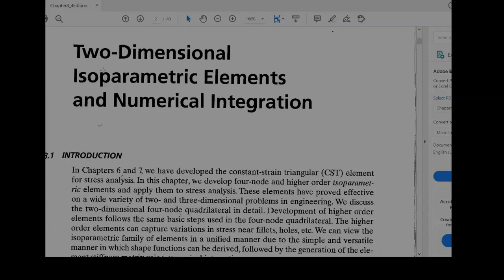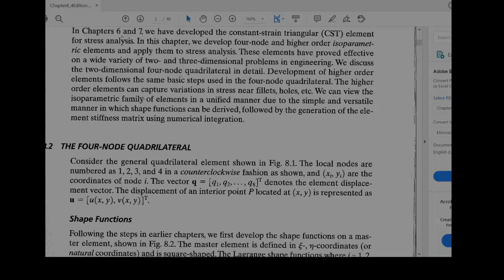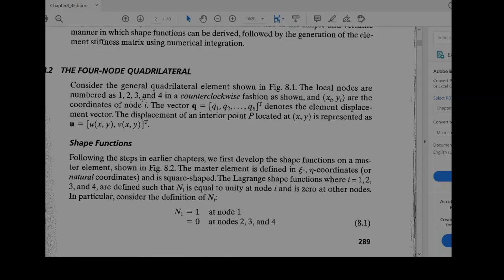So, two-dimensional isoparametric elements, numerical integration. For the 4-node quadrilateral, first off, what we would expect to see is that it has 4 nodes, that's given, and 2 degrees of freedom per node, so the element degrees of freedom is 8. And we can see here that it's 8, as expected. We know that essentially we now have a displacement U field and V field. This is what we see here.